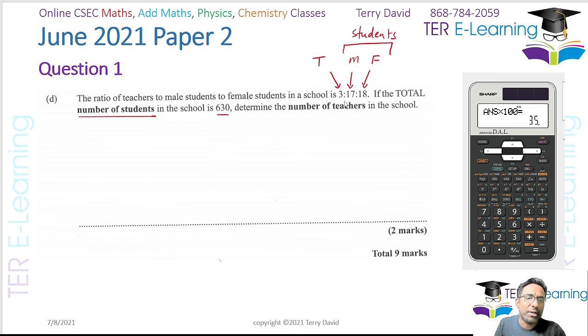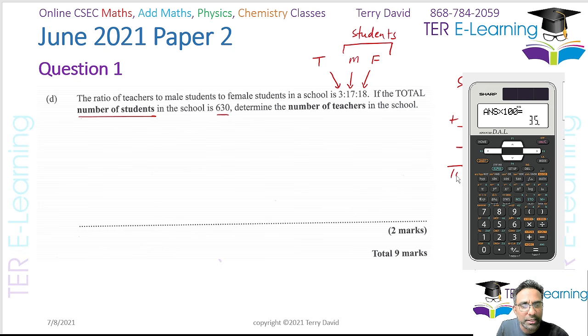Now, when you are looking at ratio, we need to think of it in terms of parts. So in terms of teachers, we have 3 parts. We have 17 male students and we have 18 female students. That's in terms of parts, right? Now, they told us the number of students is 630, right? So for students, our total number of parts will be 17 plus 18, which will give us a total of 35, right?